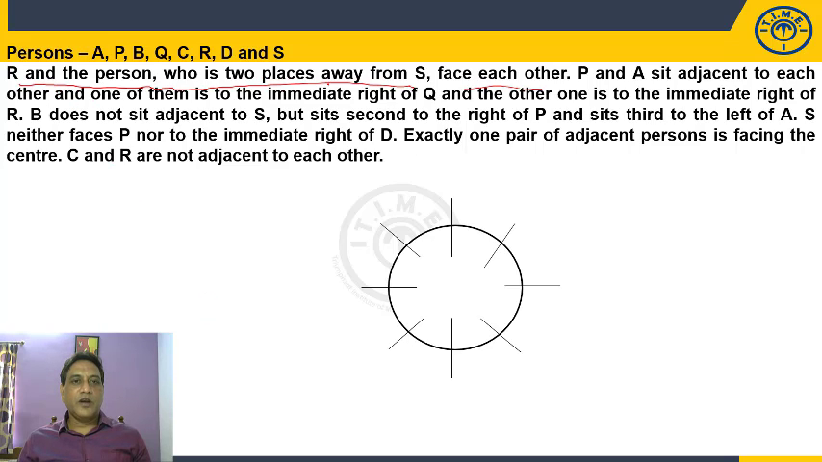R and the person who is 2 places away from S face each other. When is it possible that they face each other? When both of them are facing inward, only then they face each other. So facing each other is also indirectly telling us that both face the center. This is the meaning of facing each other.